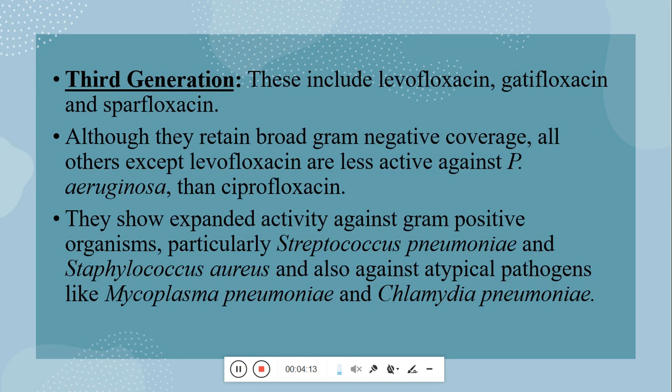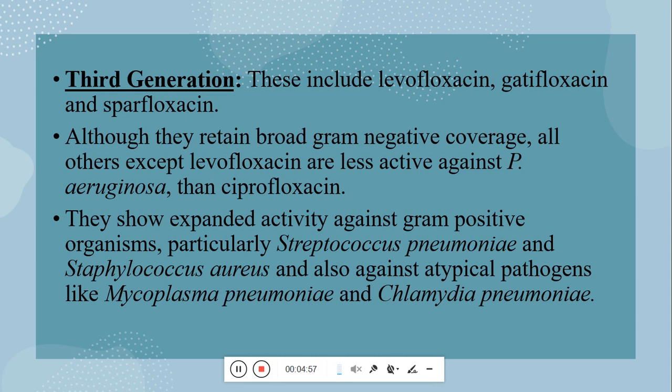The third generation fluoroquinolones include drugs like levofloxacin, gatifloxacin, and sparfloxacin. Although they retain broad gram-negative coverage, all others except levofloxacin are less active against Pseudomonas aeruginosa than ciprofloxacin. Among the second and third generation fluoroquinolones, ciprofloxacin is found to be the most potent one against Pseudomonas aeruginosa, and except levofloxacin, all others have lesser activity as compared to ciprofloxacin.